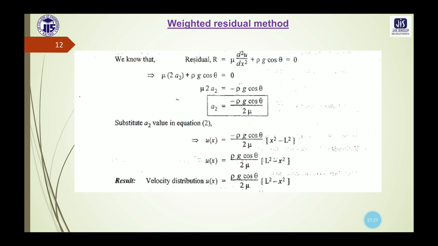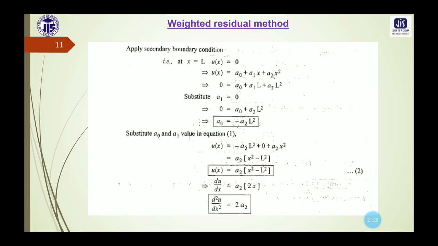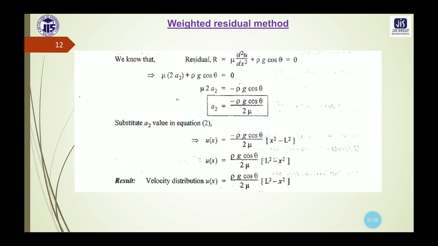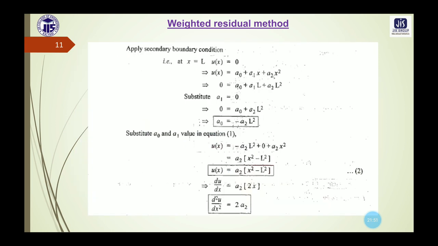Now if we put this value of a2 in equation number 2, so this was our equation number 2, a2 into x square minus l square. Now we need to put the value of a2 here. So the final equation for the velocity distribution, here we are getting as rho g cos theta by 2 mu into l square minus x square. So this is the final representation of the velocity distribution.